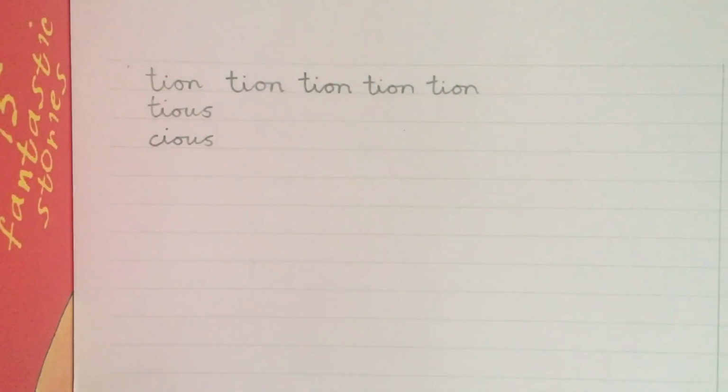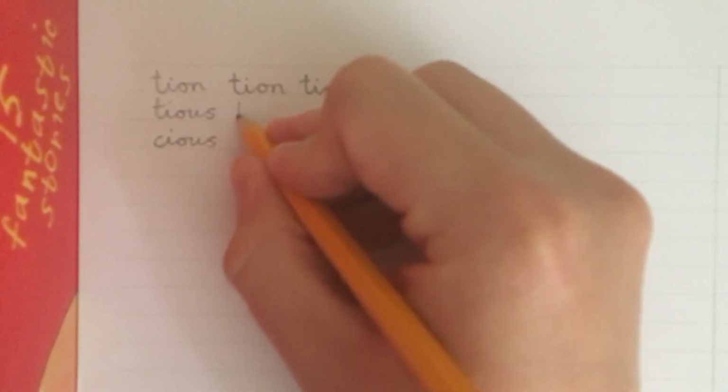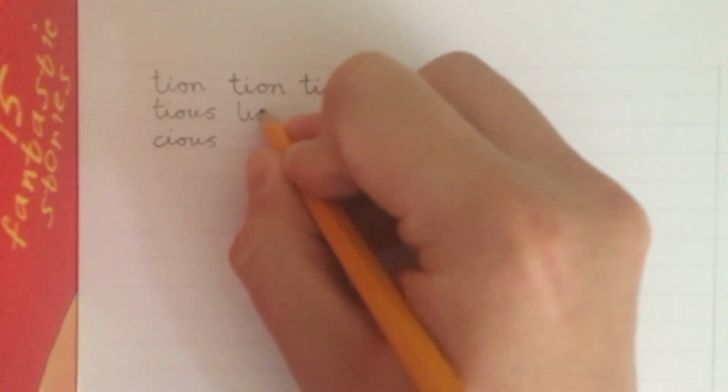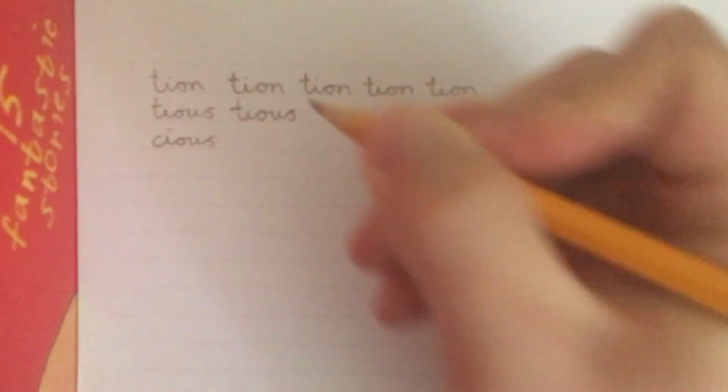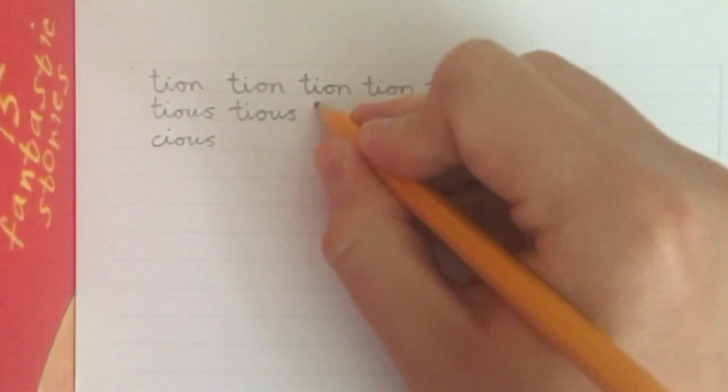Okay, moving on to the cious, tious. It's very similar to the shun that we got at the top. However, it goes into a US instead of the N. Do your dot and your line at the end.